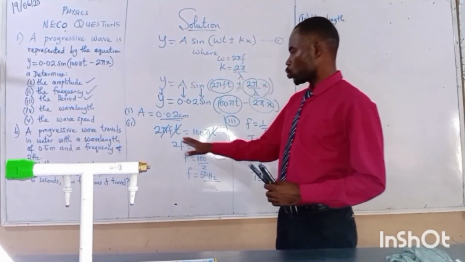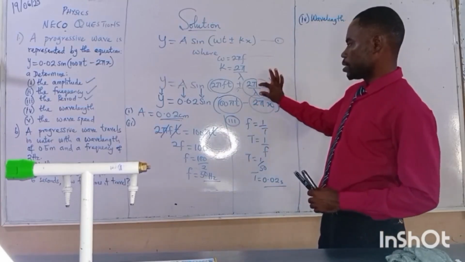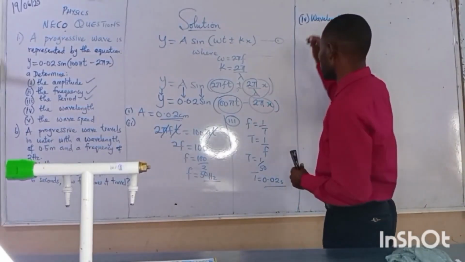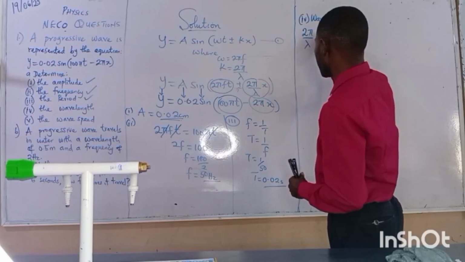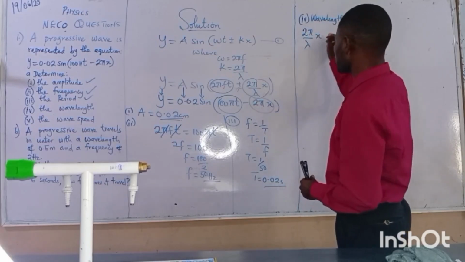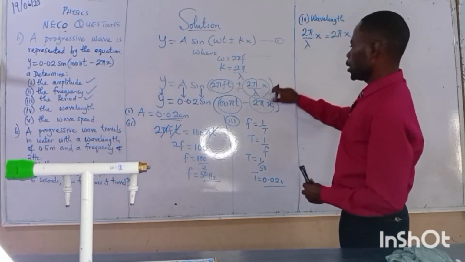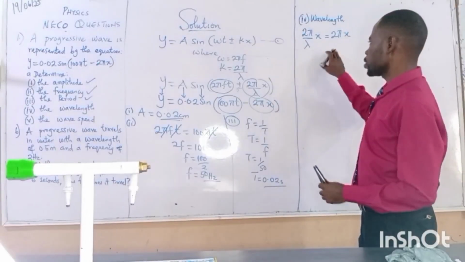Same style we used to get our frequency. We can see wavelength here at this side, so from there we bring out the equation. We say 2π over λ x equals 2π ft. The equation I generated and the equation given to us in the question, we are equating them.